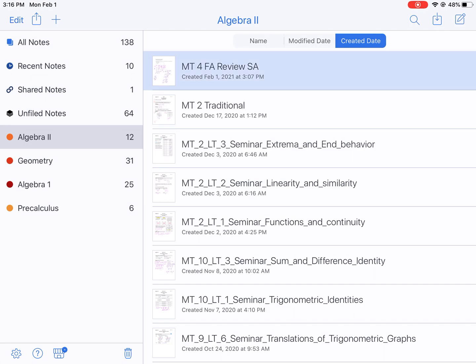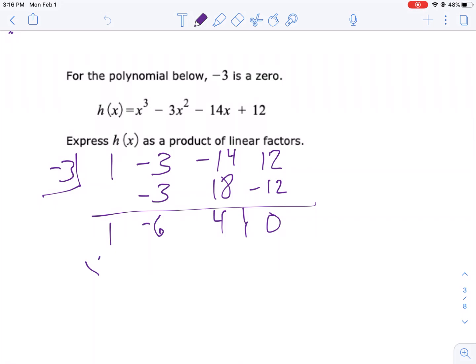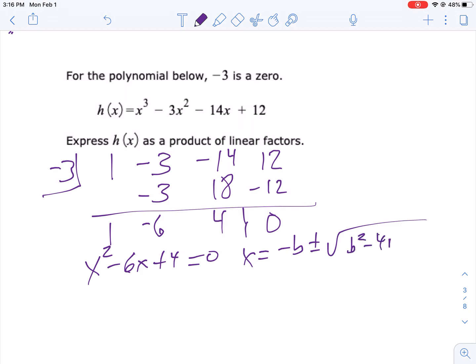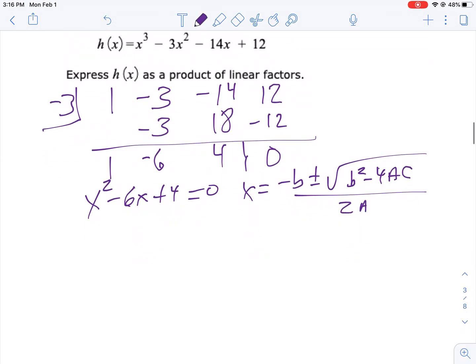There we go. So we get x squared minus 6x plus 4 equals 0. I cannot find two numbers that multiply to 4 and add to negative 6. So I go x equals negative b plus or minus the square root of b squared minus 4ac all over 2a. So then I'm going to say the opposite of b. So remember, a is 1, b is negative 6, and c is 4.